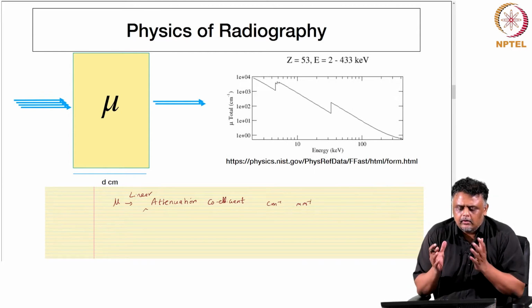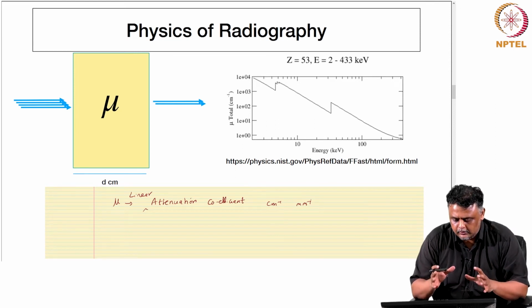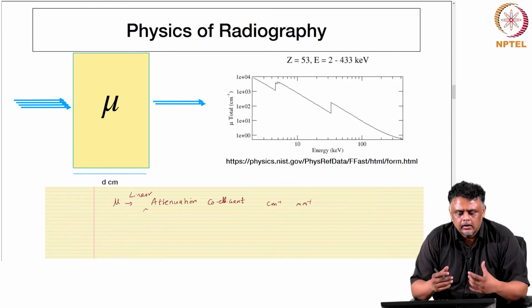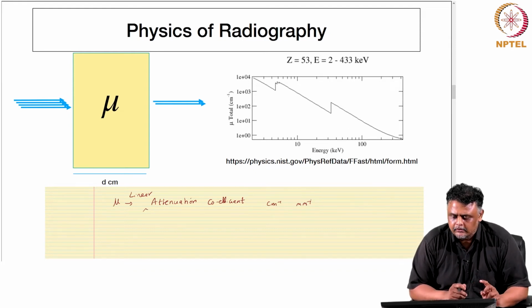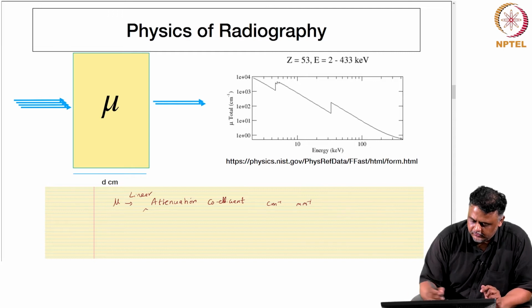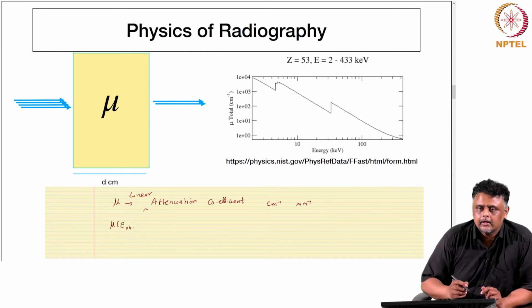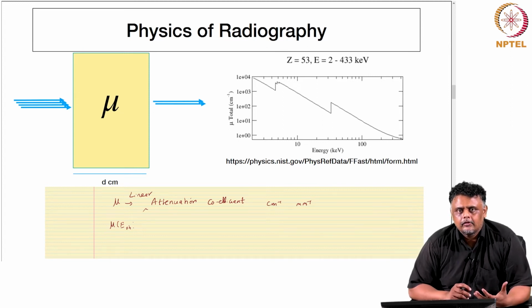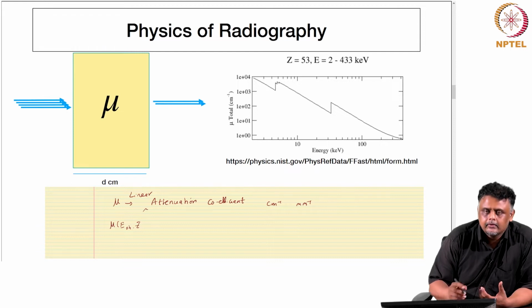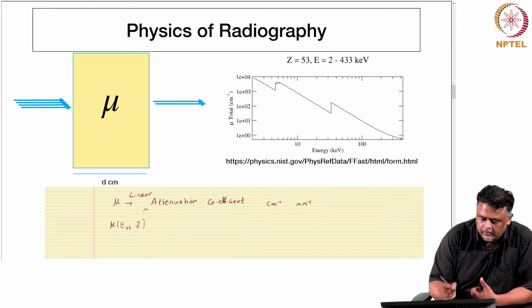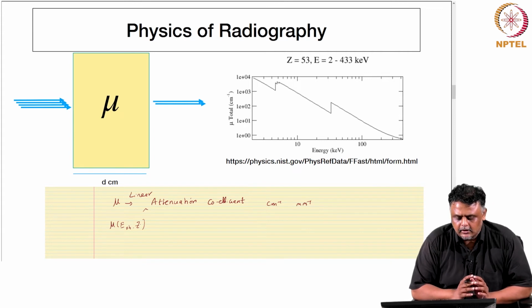So what we have to understand is how we perceive the human body or whatever tissue in terms of mu. Mu is a very complex function, and it is a function of the energy of the X-ray photon. It is also a function of the atomic number. So mu is a function of the energy as well as the atomic number.